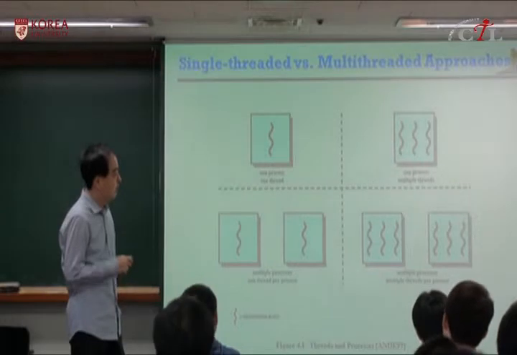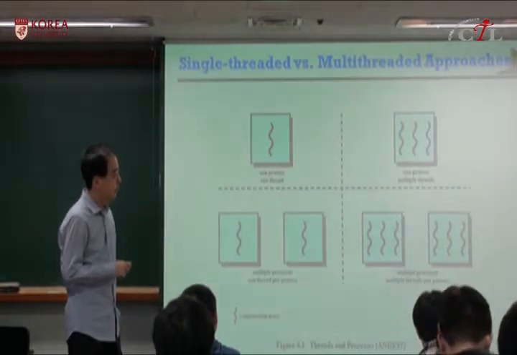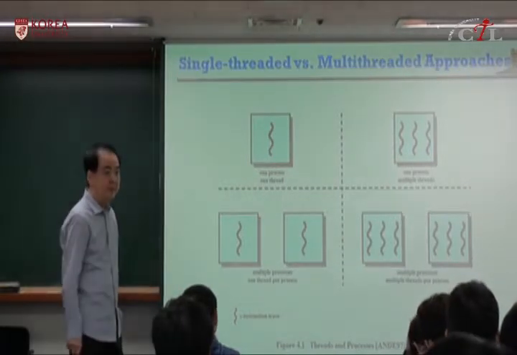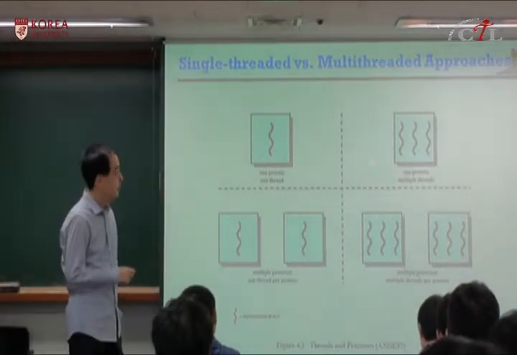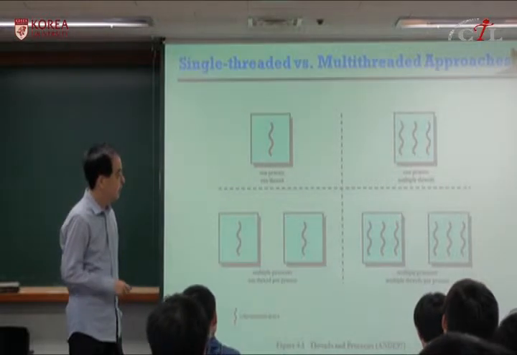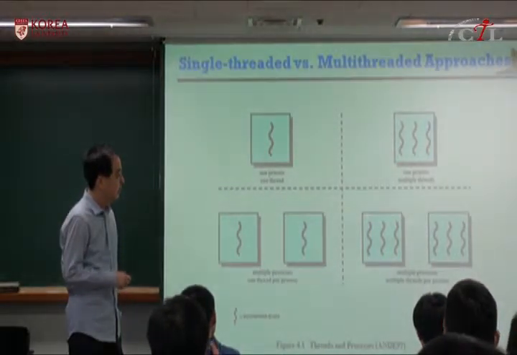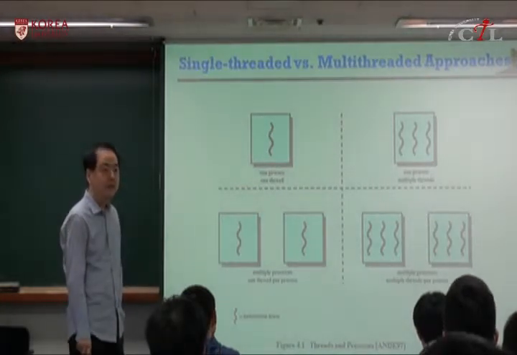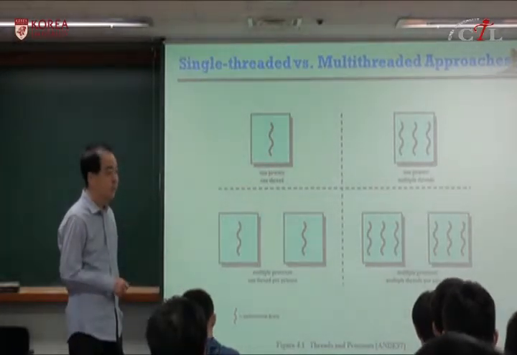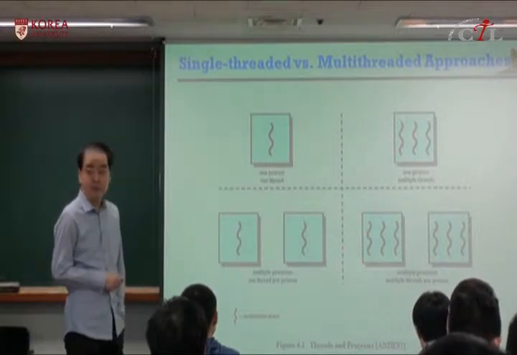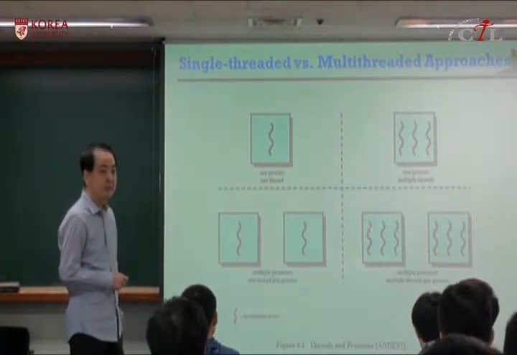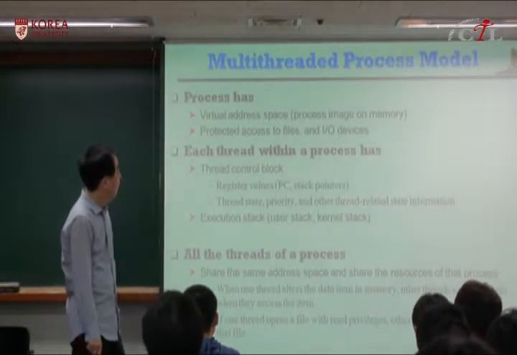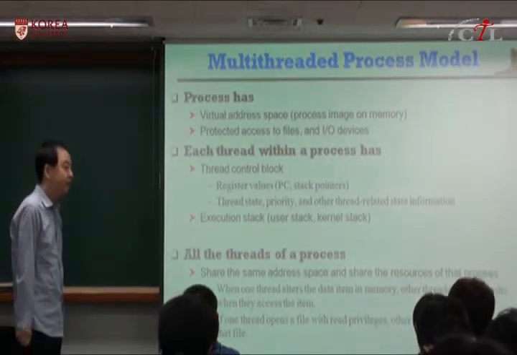Multi-threaded approach like Java: one process, but within the process there can be multiple threads of execution. So this is one example. The more general case is multiple processes, each process having multiple threads within it. This is for Solaris and modern Unix, and we'll look at some Solaris examples. How do they support multiple processes with multiple threads?